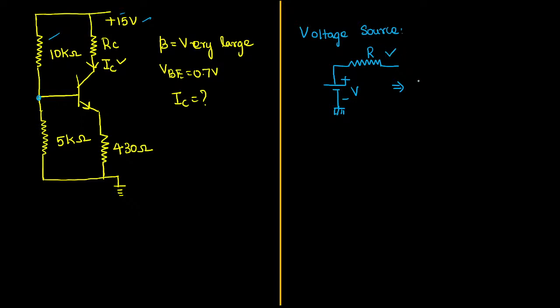Otherwise, you have to bring it to this format. How can I do that? For that, we know we have a simple superstar in our electrical circuits, that is called Thevenin theorem. We know Thevenin theorem will reduce the entire network. We will be finding the value of RTH and VTH.